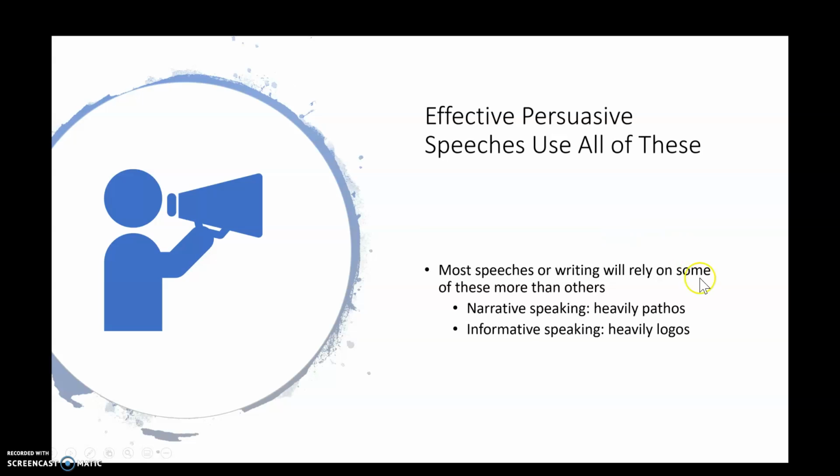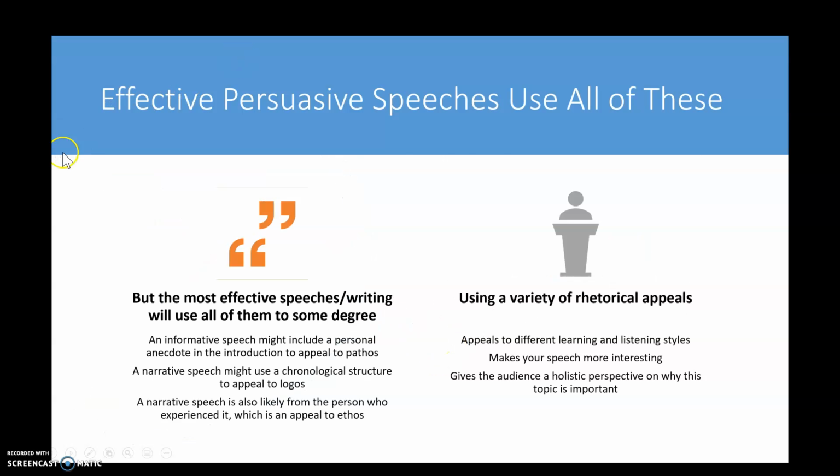Most speeches and writing will rely more on some than others. So narrative speaking is heavily pathos, and informative speaking is going to be more heavily logos. But effective persuasive speeches use all of them. An informative speech might use a personal anecdote in the introduction as an appeal to pathos. A narrative speech might use a chronological structure as an appeal to logos. Narrative speech is also likely from the person who experienced it, which is an appeal to ethos.